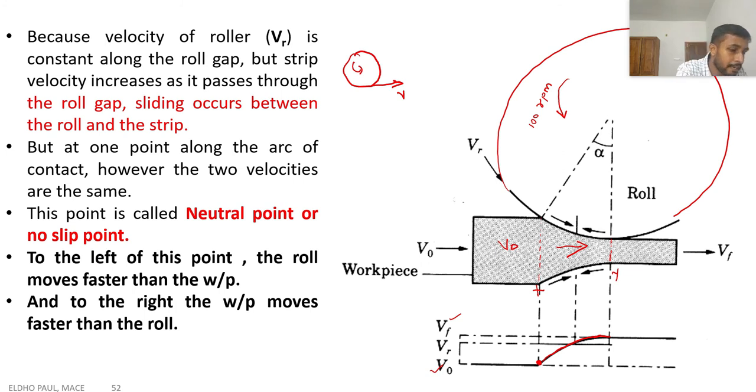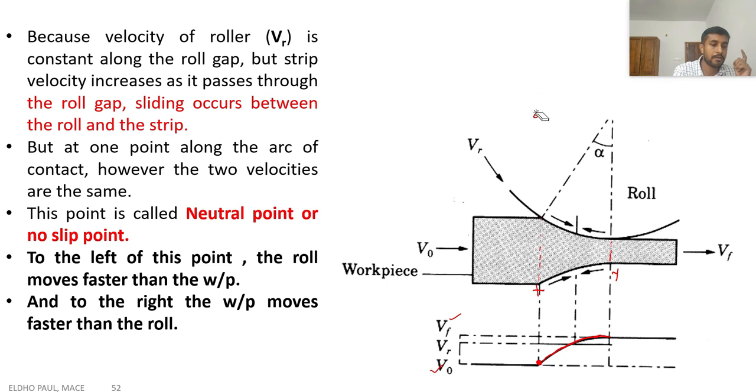Corresponding to RPM, the surface of the roller will have a velocity, that is Vr. That is the roller velocity. We convert the RPM of the roller into surface velocity of the roller. It is not the velocity of the material in between the gap. It is the velocity of the roller. Okay, so is Vr constant or not?